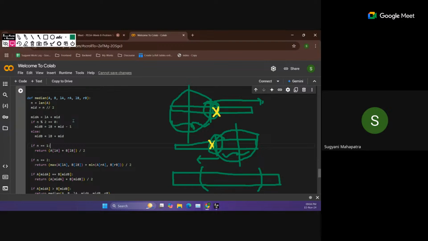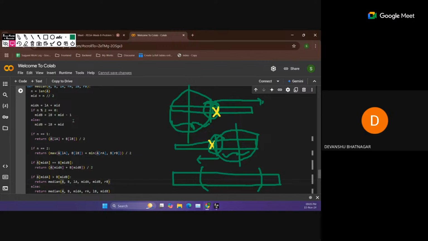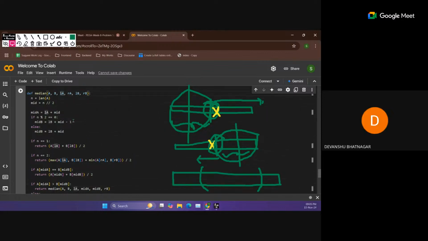Is this clear or any doubts? Not clear. This is clear, right? Yeah.